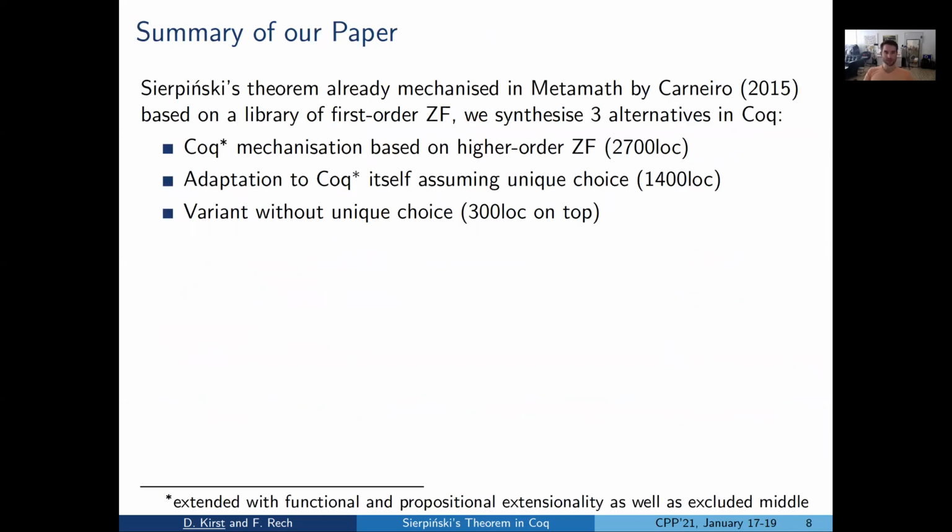Okay, I want to end with this slide explaining what we have actually done in our paper. So we are not the first to mechanize Sierpinski's theorem in a proof assistant. This has already been done by Mario Carneiro using MetaMath based on a library of first order set theory. And now what we do is we complement this with 3 alternative proofs in Coq. The first alternative is still set theoretic, but we use higher order set theory instead. So we can still show the argument in the normal fashion, but we can also use type theoretic expressivity.